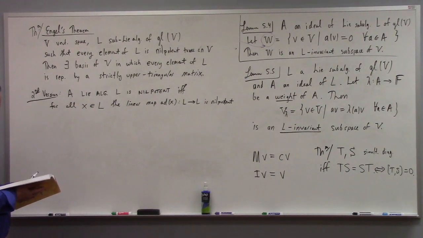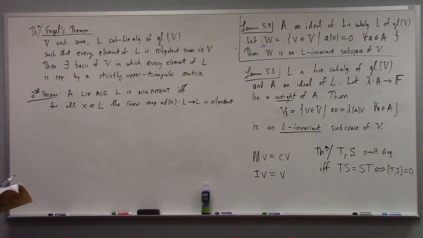He says it's very tempting to assume the Lie algebra in gl(V) is nilpotent if and only if there is a basis of V such that the elements of L are represented by strictly upper triangular matrices. However, the only if direction is false. Any one-dimensional Lie algebra is trivially nilpotent, and he gives another example here. Let's see here. Then we get Lie's theorem.